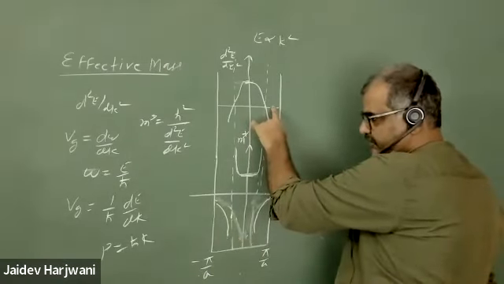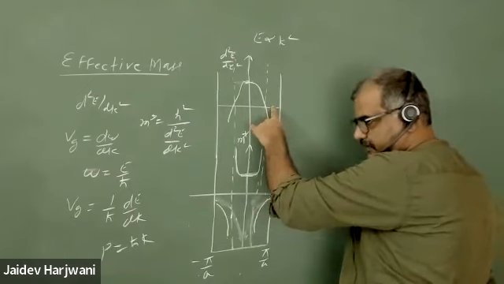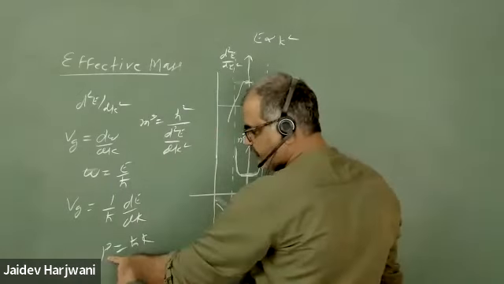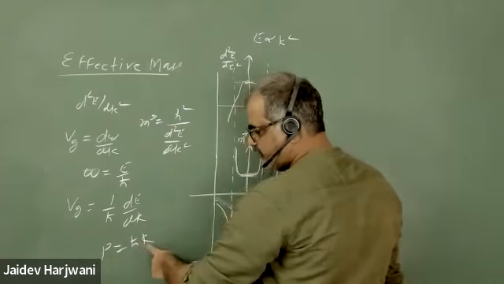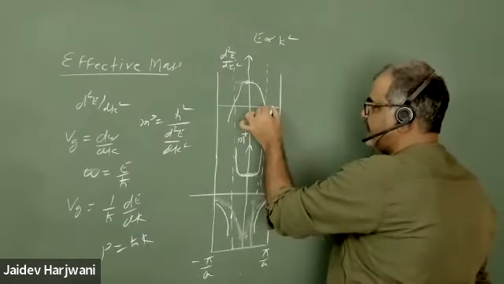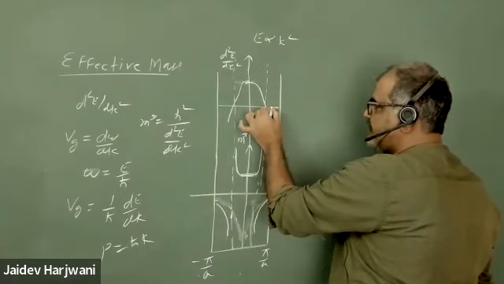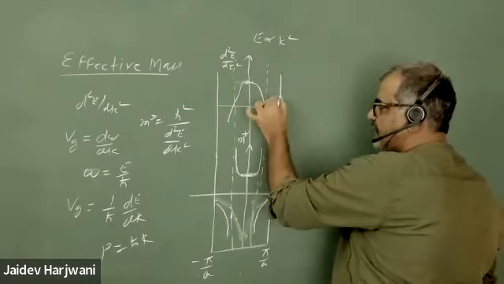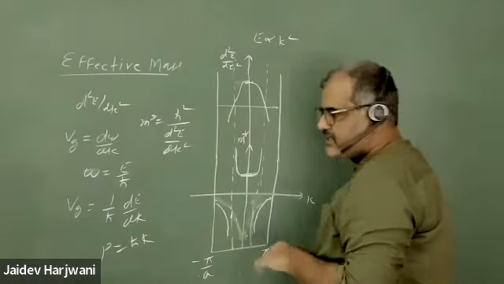Now you're applying an electric field. What will the electric field do? It will apply a force. The force will increase the momentum, and the momentum will increase your K value. Suppose you are here and now you apply the electric field. Suddenly you reach your K, you reached here, and when you reached here, the Bragg condition will be satisfied.